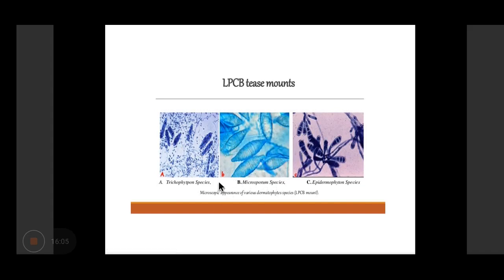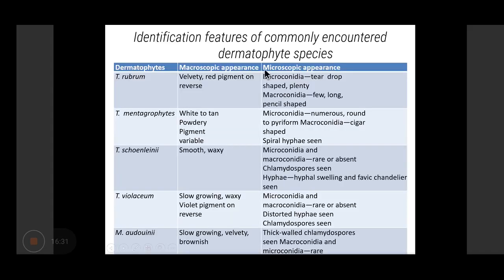These are spindle shaped macroconidia, thick walled, multicellular. And in Epidermophyton, microconidia are absent, and you find club shaped macroconidia. So this is very important, how they appear in the LPCB mount, because accordingly we identify the genus they belong to.